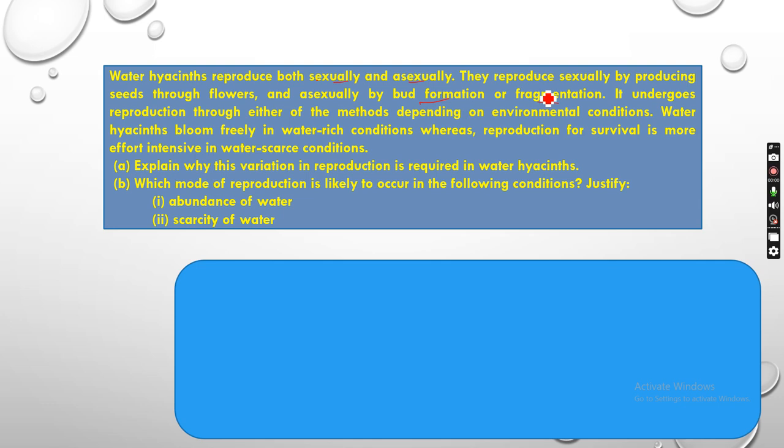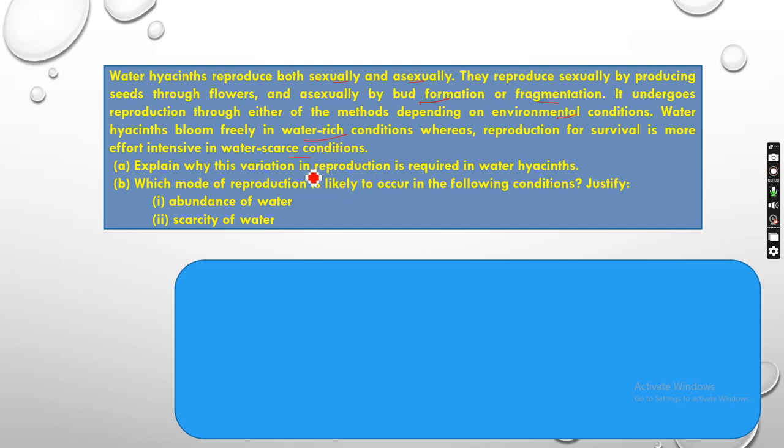So through bud formation or fragmentation, the water hyacinth can reproduce asexually. It undergoes reproduction through either of the methods depending on environmental conditions. So based on the environmental condition, it can undergo asexual or sexual reproduction. Water hyacinth bloom freely in water-rich conditions, whereas reproduction for survival is more effort-intensive in water-scarce condition. So they have given you a hint here.